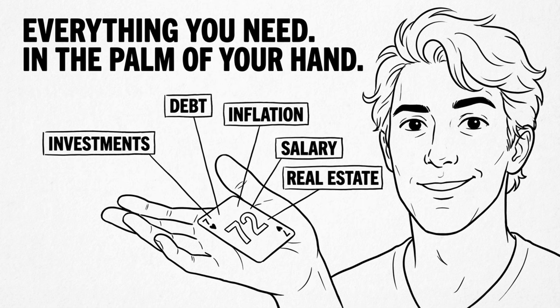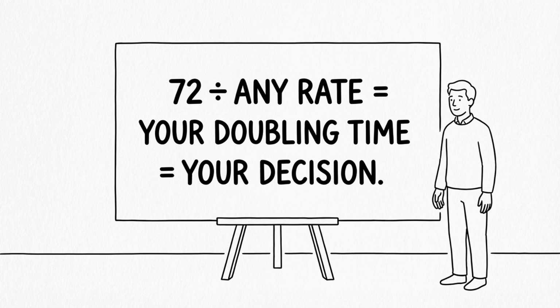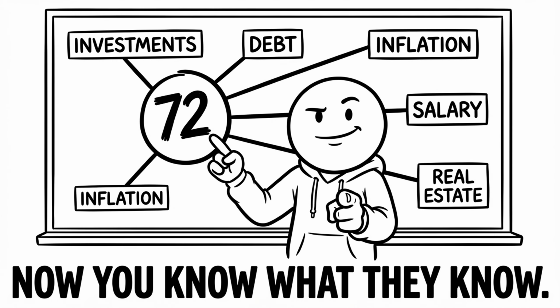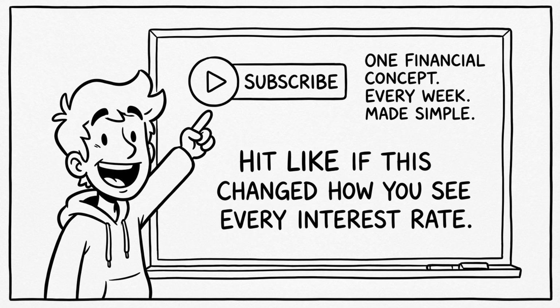You walked into this video with a number that meant nothing. You're leaving with a mental tool that works on every interest rate, every debt, every asset, every salary, every inflation figure you will ever encounter. 72. That's it. Divide it by any growth rate. Get your doubling time. Make a better decision. The Rule of 72 doesn't make you wealthy on its own, but it makes the gap between you and someone who doesn't know it measurable, definable, and permanently in your favor. The Rule of 72. 1 number, 5 applications, 0 calculators required.